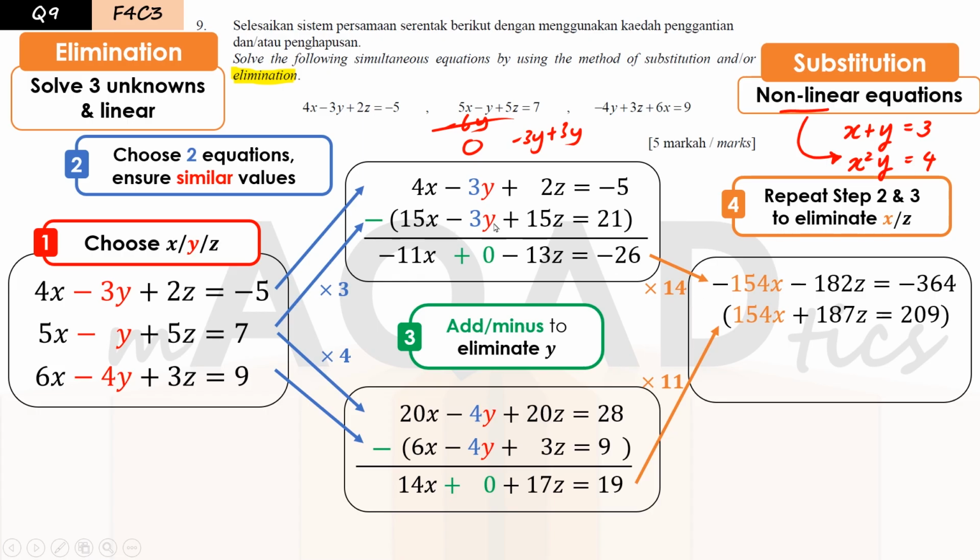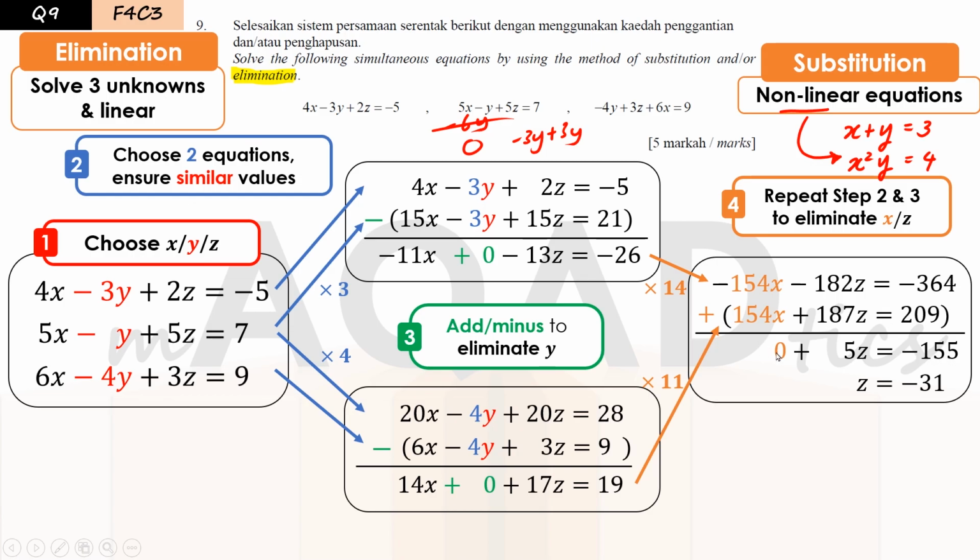Just now, as you can see, if it has the same sign, then we minus. But now, if you see the value of x, they have different signs. One is negative and one is positive. So in this case, we add, because they have different signs. Previously, it was the same signs, that's why we minus. So once we add these two equations, it will be something like this. Negative 182 plus 187 is 5 here, and negative 364 plus 209 is negative 155.